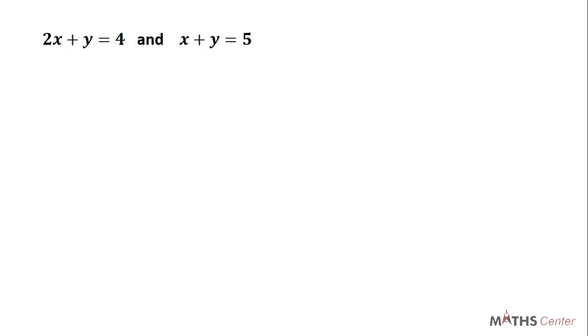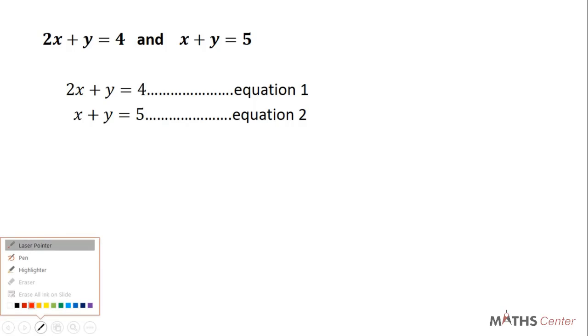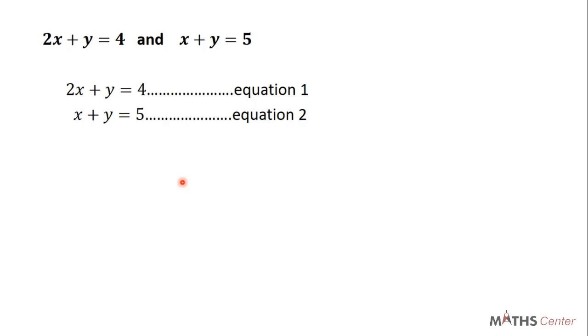The question given to us is 2x plus y is equal to 4 and x plus y is equal to 5. So as usual, I'll call the first one equation 1, then the second one equation 2. Now using the substitution method, this is what you are going to do. In the substitution method, you have to make one of the variables the subject in one equation. Now this is what I mean.